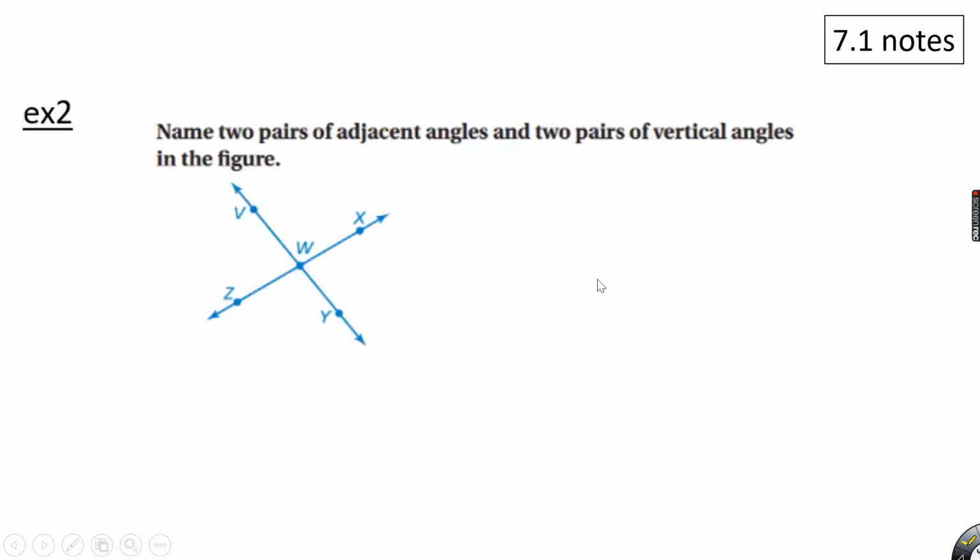Alrighty, so let's look at an example. We're going to name two pairs of adjacent angles and two pairs of vertical angles in this figure. So go ahead, pause the video, use the definitions that we just talked about to give me an answer to this question. Pause the video now.